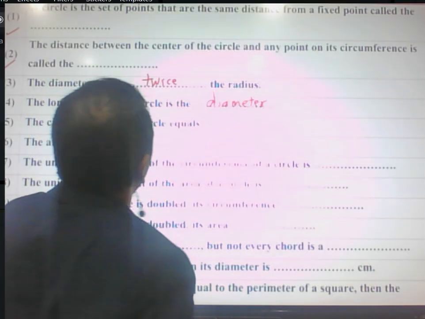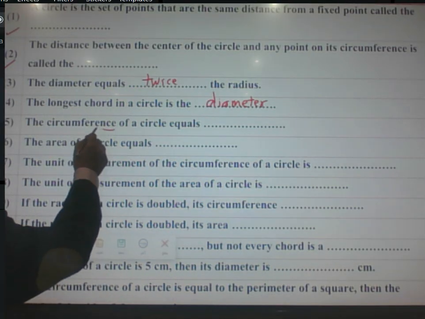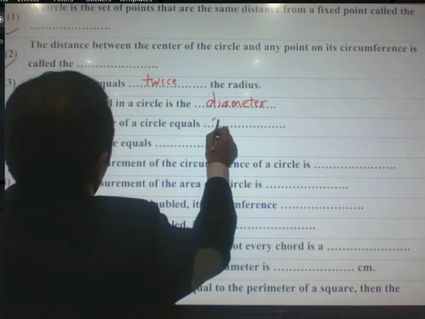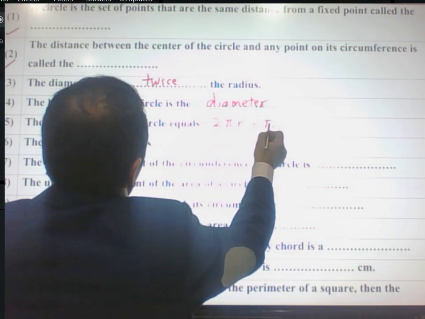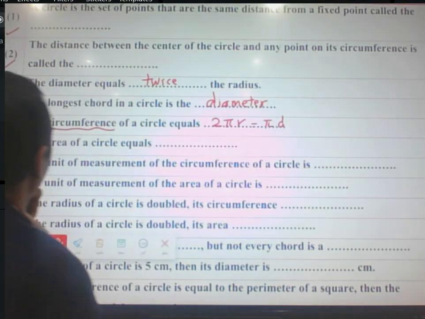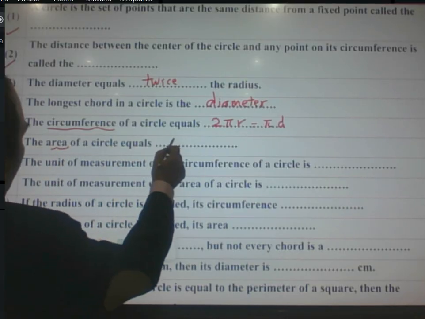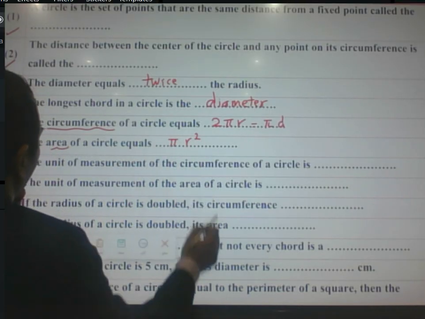We call it the diameter. The circumference of a circle equals 2πr, or we can write it as πd. The area of a circle equals πr².